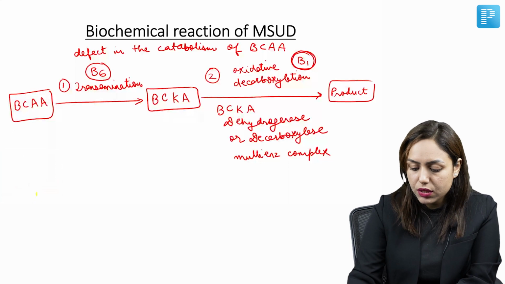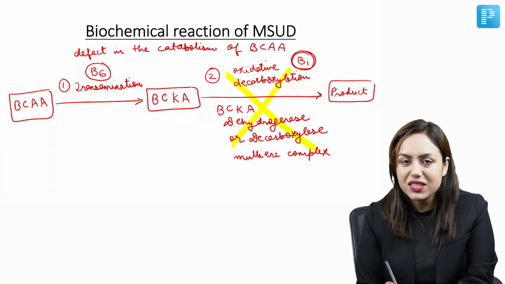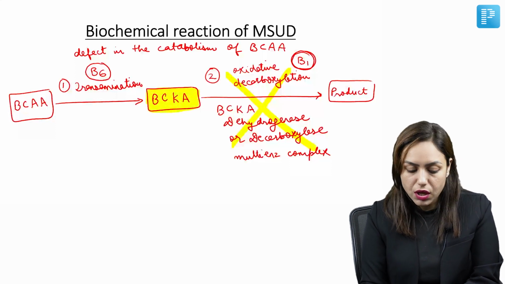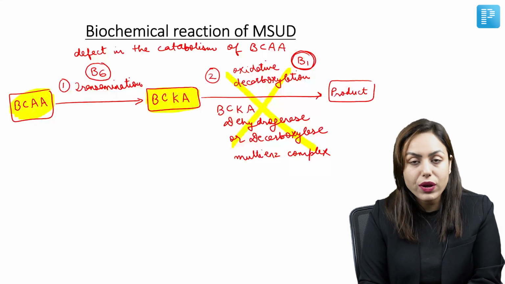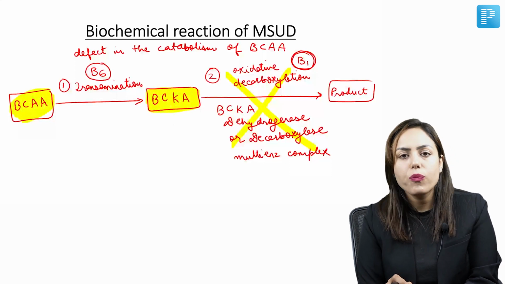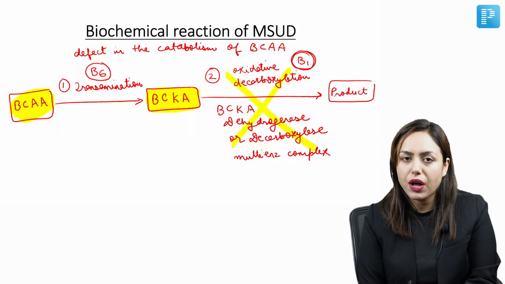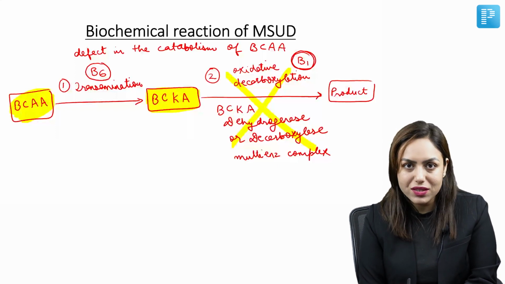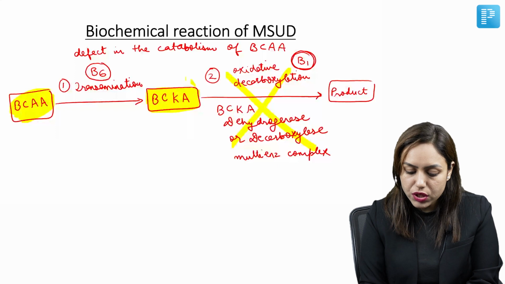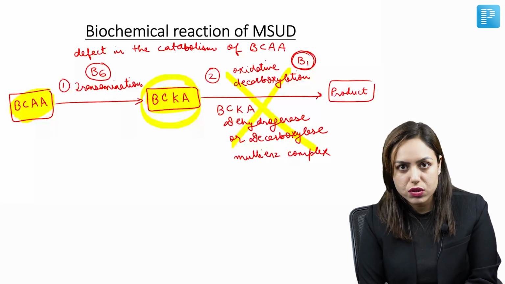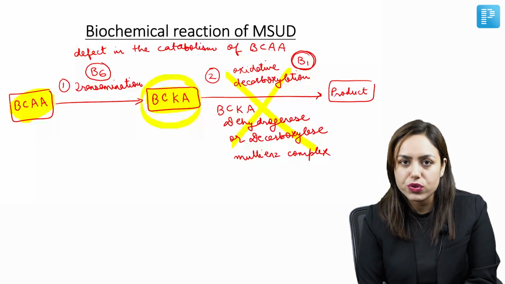In MSUD, this step is defective. This step is not occurring. So, which substrate will accumulate? Branch chain keto acid will accumulate, and also branch chain amino acid will accumulate. So in serum and urine of these patients, there will be raised branch chain amino acids and keto acids, and because keto acids are raised, the patient will be having ketosis. I already told you that the brain will also be affected.